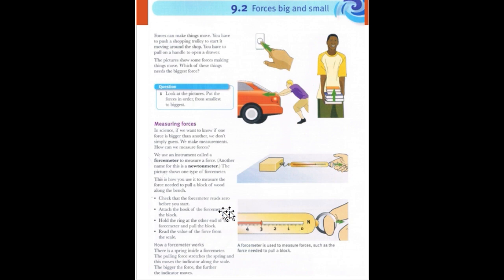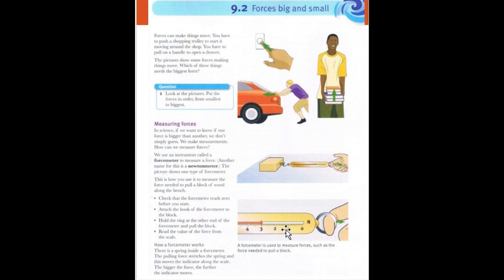And then after that, attach the hook of the force meter to the block like this. And then hold the ring at the other end of the force meter and pull the block. And then read the value of the force from the scale. For example, in the picture, this one is 3 Newton.